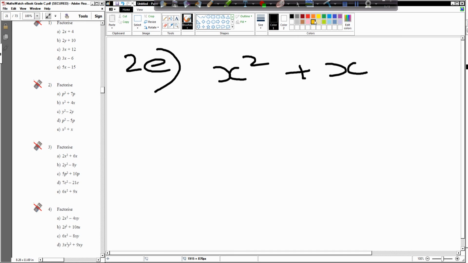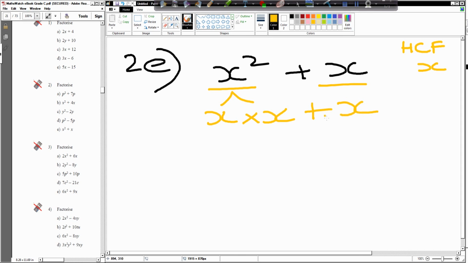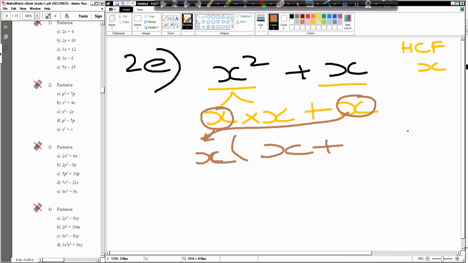Okay, x squared plus x. Now, what we do before, we look at the highest common factor by looking at the elements. We have x squared and an x, and the highest common factor is x. So this is made up of x times x plus the x. Right. I'm going to do this question slightly wrong first to show you how students normally do it. So the highest common factor is x. We pull the x out. And inside we have left over x add.